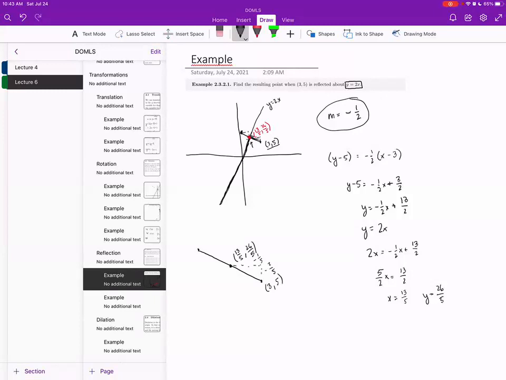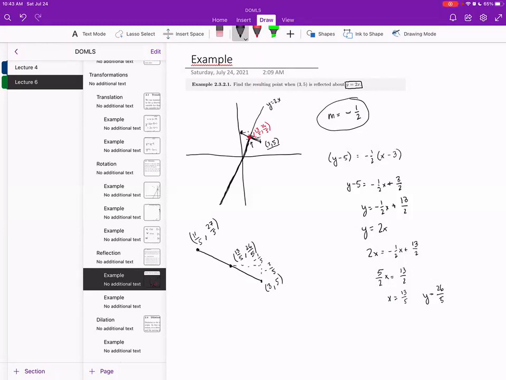So if we want to get to this point, we would just have to do the same addition to this point to get to this point. So we can just reverse it. So our original point would be, so this was 15, so this would be (11/5, 27/5). And so that would be our reflection.